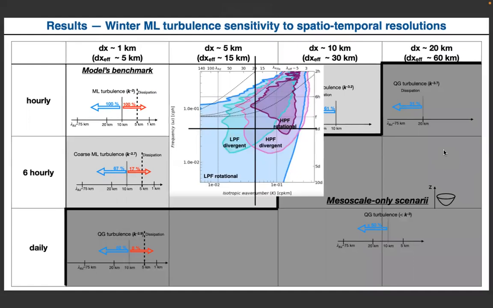So then if we go extreme and we look at a mesoscale-only scenario with only the low-pass filtered rotational motions, we have a spectral slope typical of the quasi-geostrophic turbulence theory. And we have only an inverse turbulent cascade, which is underestimated by about or more than 50%. So it shows the key contribution of the submesoscale range to the inverse turbulent cascade.